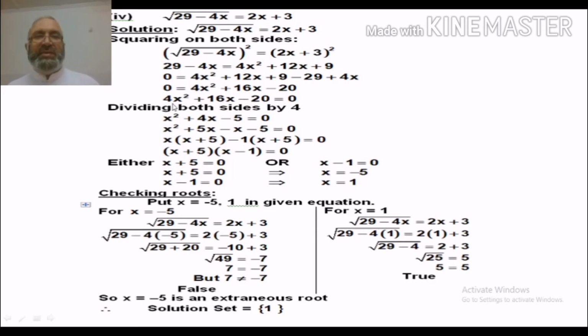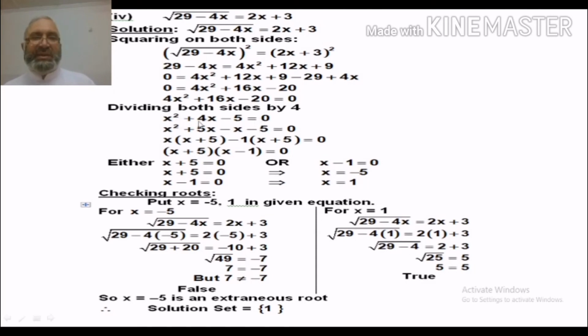Again, 4 is common to the whole equation. So first of all, taking common, divide the whole equation by 4. We get x square plus 4x minus 5 equal to 0, which is the standard form of a quadratic equation. If there is any common factor in the whole equation, first of all we will simplify it. We will divide by that term, or take it common and divide both sides. So here in this equation 4 was common, therefore we divided this equation by 4. So we get the simplified form x square plus 4x minus 5 equal to 0.